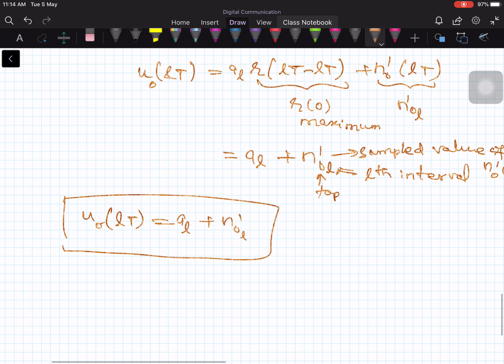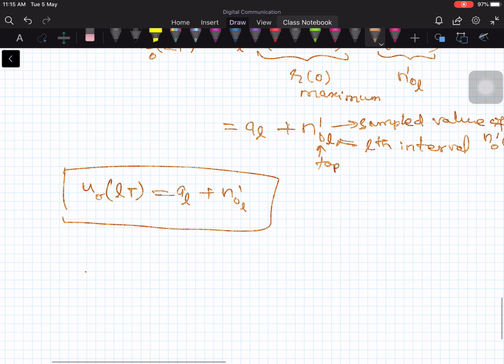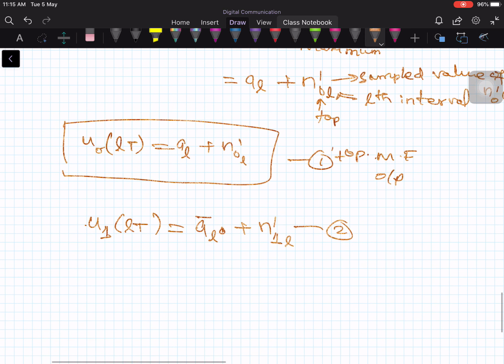Similarly, if you do the same analysis for the lower filter, it is going to be u1 of LT, which is a_L bar plus N1L prime. Let me call these equation number 1 and equation number 2. This is the top matched filter output, and this is the bottom matched filter output.